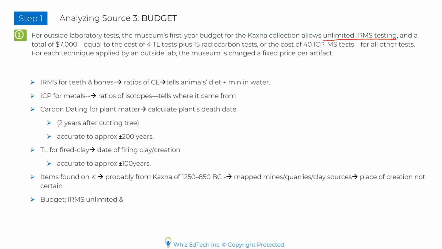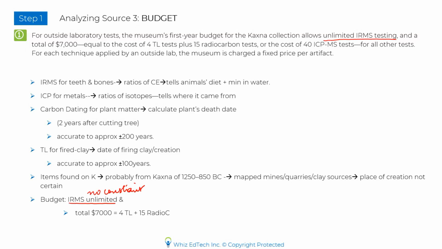Okay, so that means the budget, I'm just noting that down here, that IRMS is unlimited. That means the budget is not a constraint. No constraint as far as teeth and bone examination is concerned. All right, this is in my head. And along with IRMS, $7,000 is allowed annually.